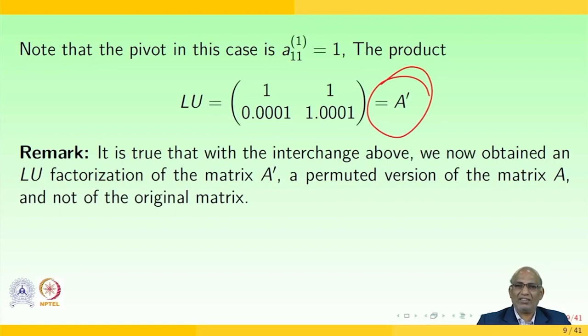It is true that with the interchange above, we have now obtained an LU factorization of the matrix A prime, as a permuted version of the matrix A, and not of the original matrix A.